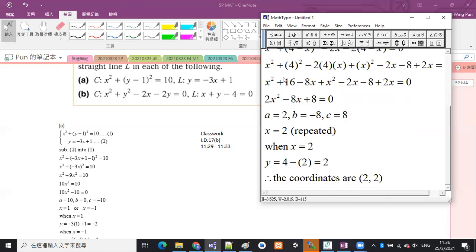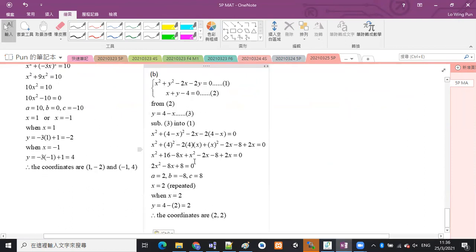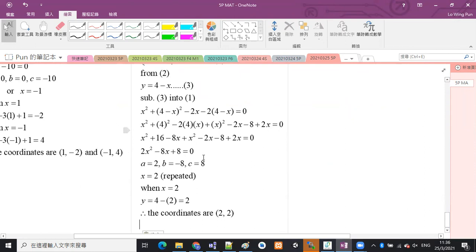So let me paste it to the OneNote first. You see? Do you have any problems for this part?